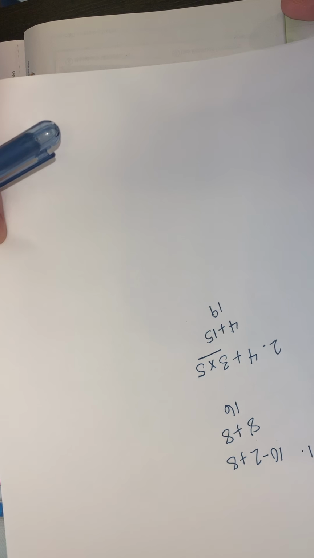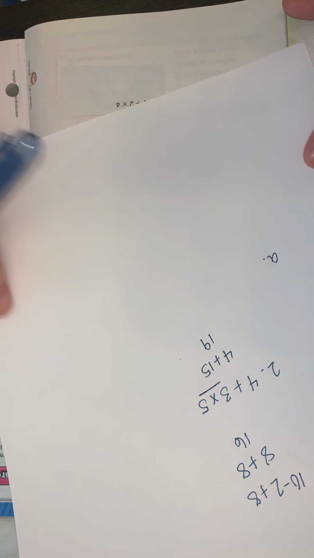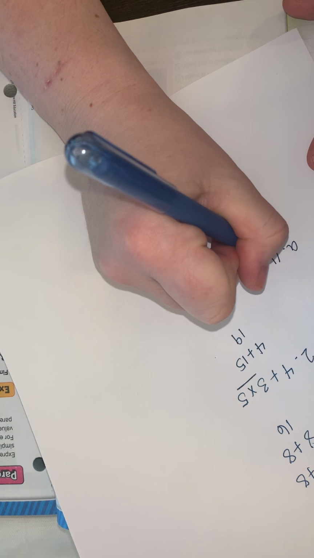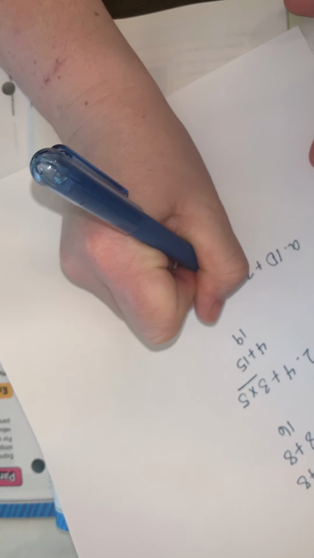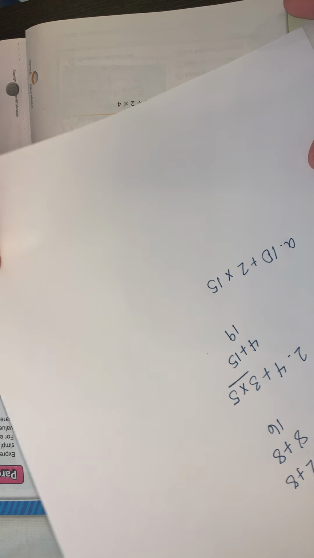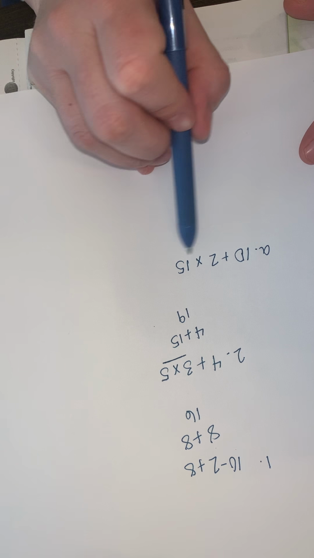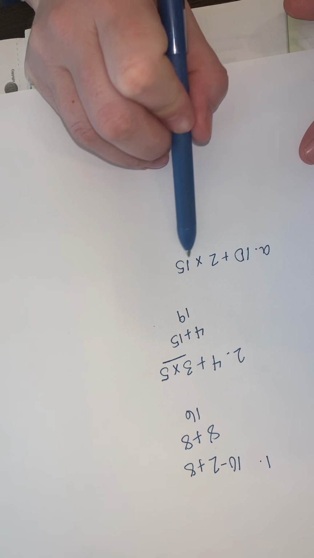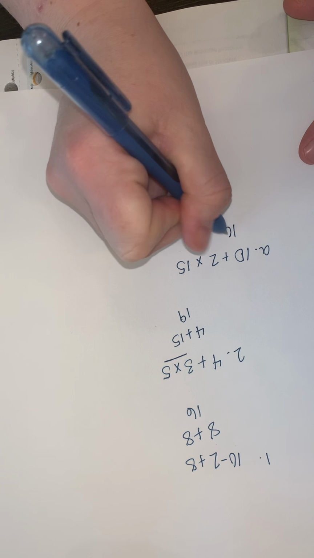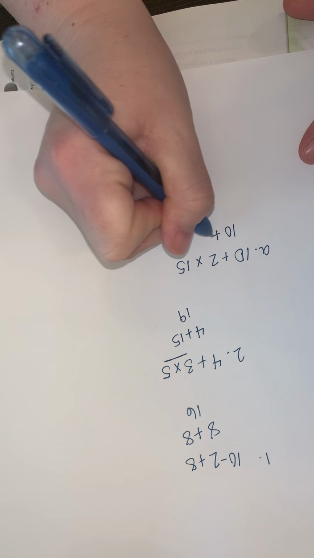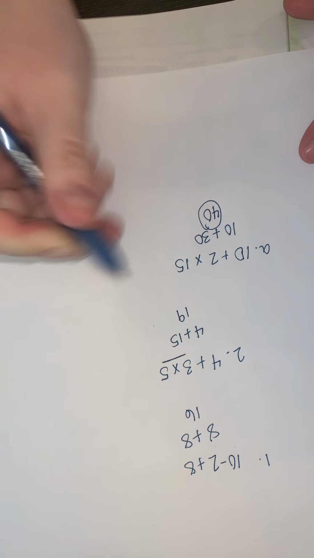So let's go through example A on the bottom of this. On example A, we have 10 plus 2 times 15. Okay, so I'm going to do multiplication first. 2 times 15, which is 30. So I'm going to rewrite 10 plus 30, which is 40. So my answer is 40.